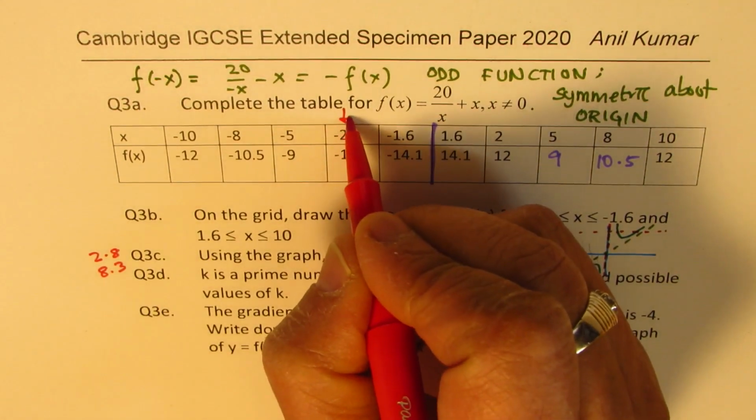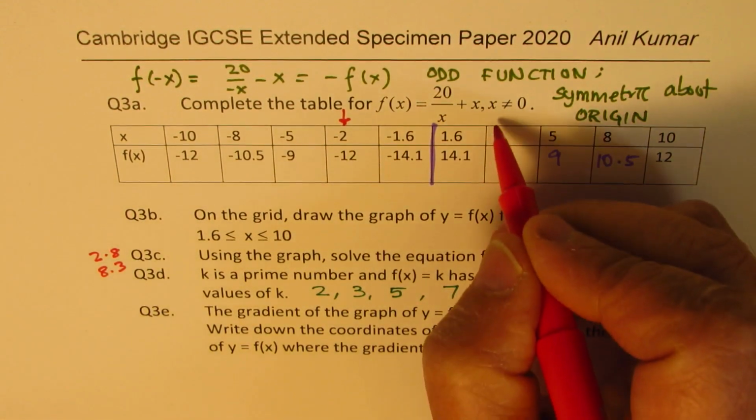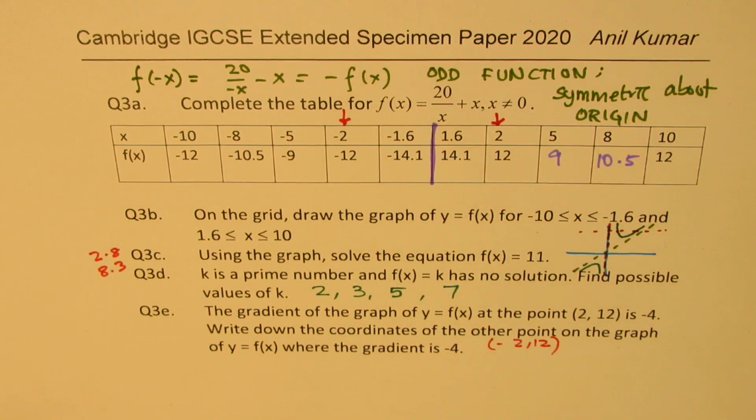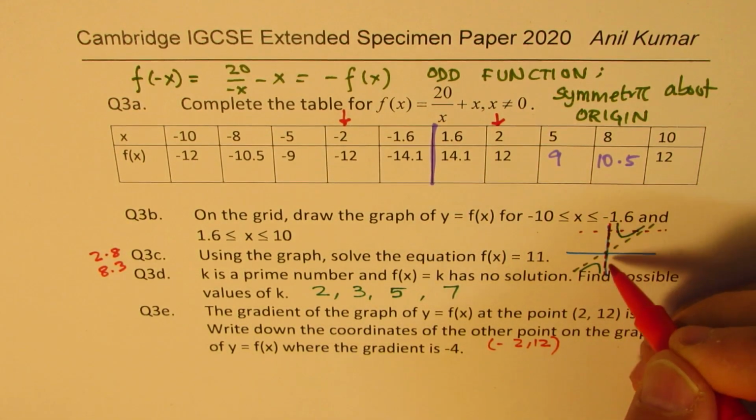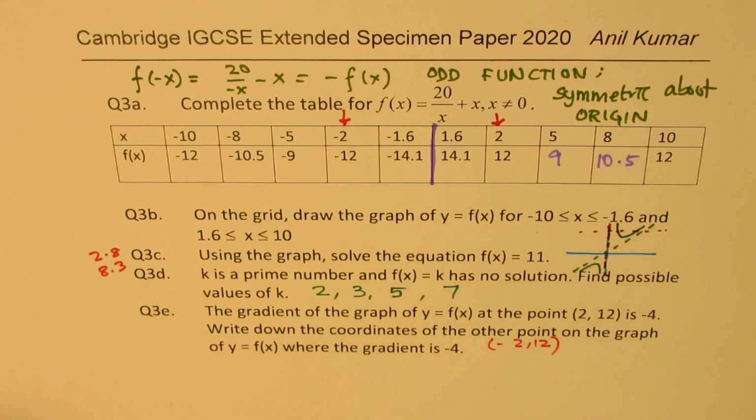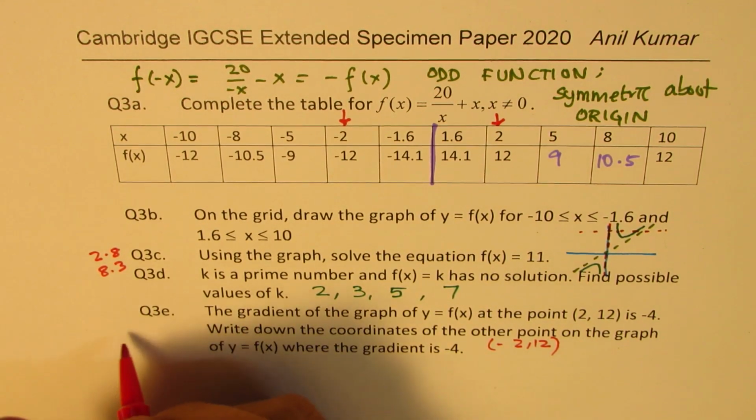So we get this point as the other, right? So you have already given (2, 12) as a point. Since the graph is symmetric, whatever the gradient is here, the same we will expect at the other place also. So immediately, without even doing any work, you can say it is (-2, 12). The answer is odd symmetry.